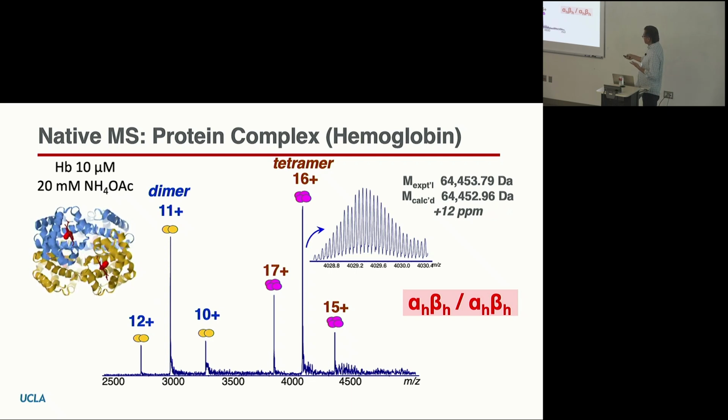It also has a natural stoichiometric subcomplex of a dimer composed of 1 alpha chain, 1 beta chain, and each chain binds to the heme molecule. So you see this natural equilibrium between the tetramer and the dimer. And you get that also from this single mass measurement.